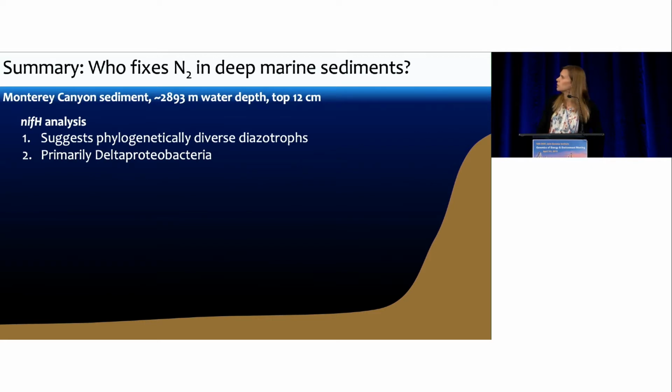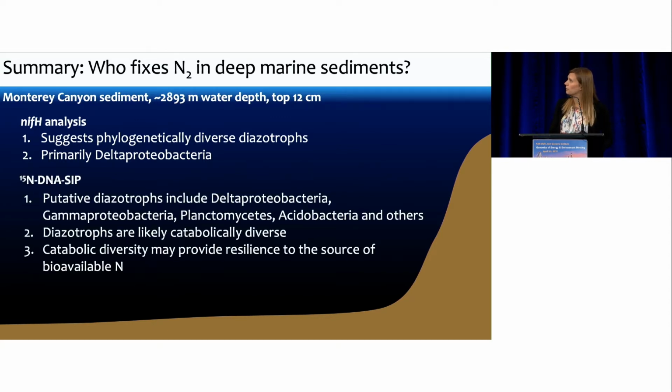So to summarize this part of the talk, from our nifH analysis, we can see that there's phylogenetically diverse diazotrophs, primarily delta proteobacteria, but other groups as well. Our 15N DNA SIP experiments showed us that the putative diazotrophs include delta proteobacteria, as well as several other groups. And the diazotrophs are potentially catabolically diverse.